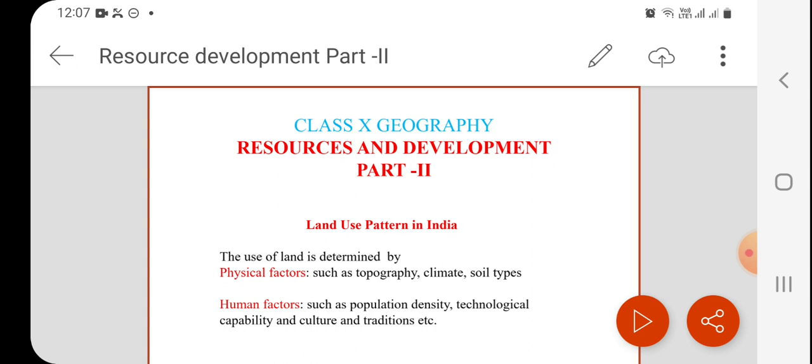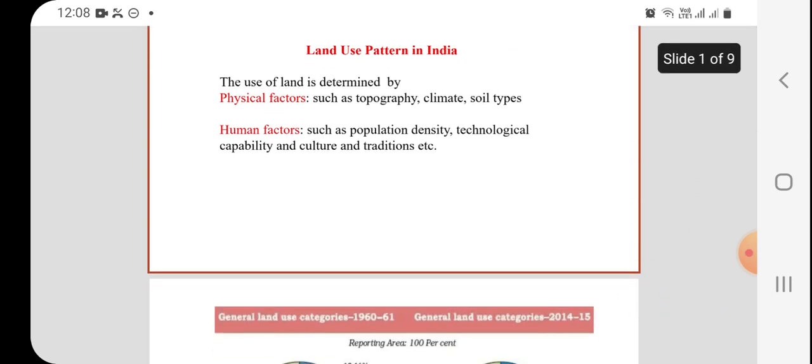The use of land is determined by two factors. What are the two factors? One is the physical factor and another one is called the human factor. Physical factor means such as topography, that means different types of landform. It may be a mountain, it may be a plain, it may be a valley.